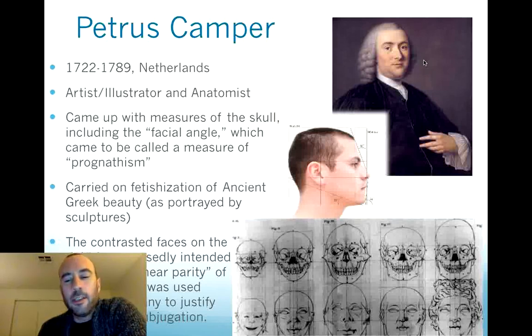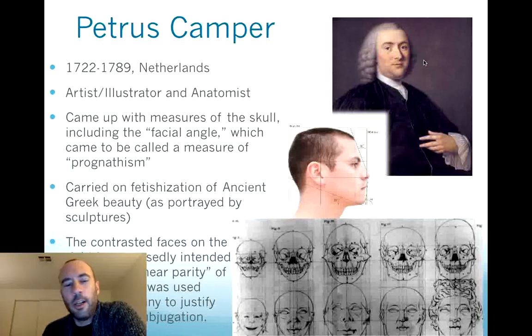Now, when you look at this graph, this picture, the thing that most people at the time would have seen is, oh, look, the European skull is the closest to the Greek god, the closest to divinity, the closest to perfect. The others are more towards the animal kingdom side of things.